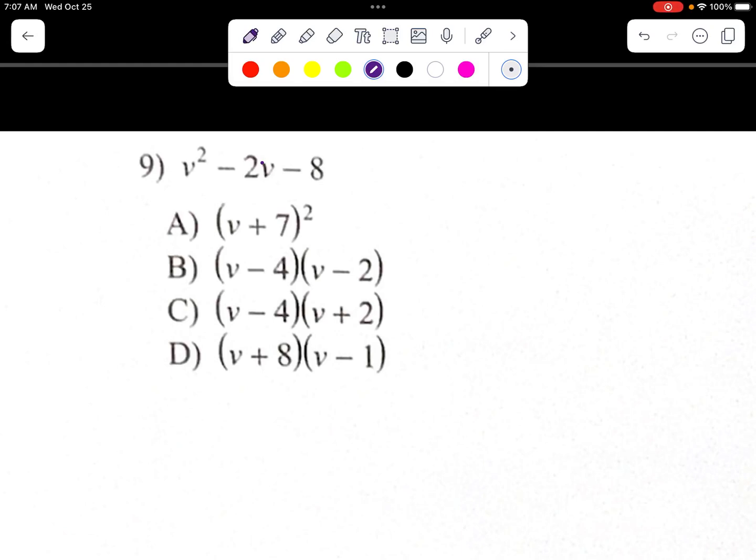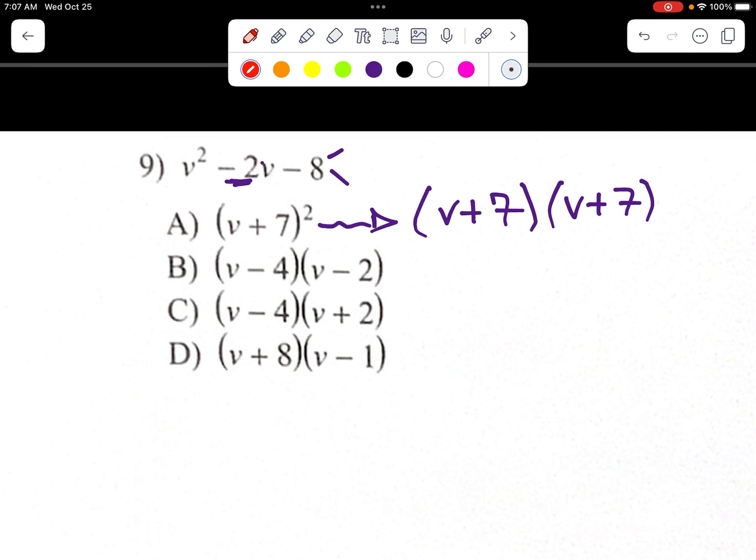Okay, let's look at our first example here. We need to say what two numbers can we multiply by that will give us -8, but when we put them together, give us -2. If I look at answer choice A, that's actually v plus 7 times itself, because that's what the squared means. So now we can look at these two numbers. We're going to use the multiple choice to help us determine what the two numbers are. If I say 7 times 7, is that 8? No, that's 49, so I know it's not A.